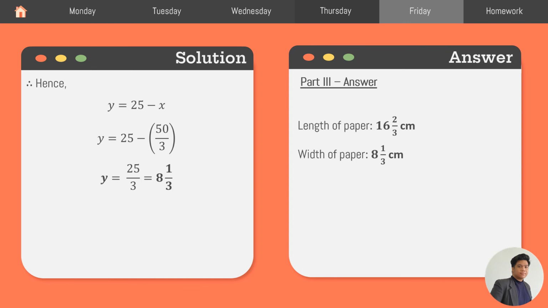Thus, the answer shall be y equals 25 minus x, y equals 25 minus 50 over 3, y equals 25 over 3 equals 8 1/3. So the final answers are length of paper 16 2/3 centimeters and width of paper 8 1/3 centimeters.